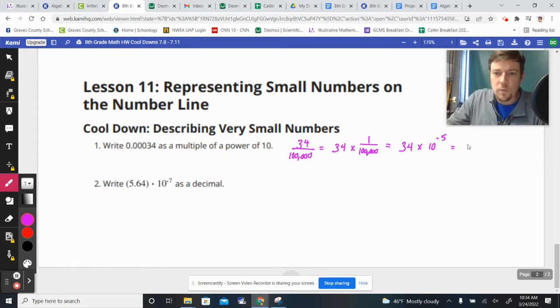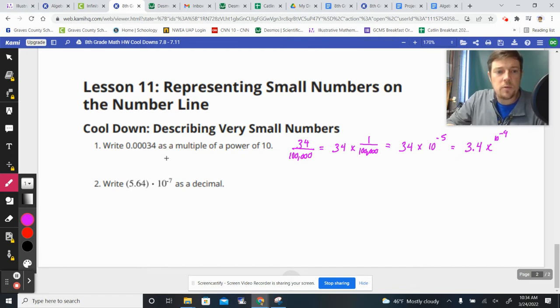Also acceptable, if you want to write it in decimal form, you could do 3.4. And since you made it smaller, you need to make this larger: times 10 to the negative fourth. All of these are the same thing. This is probably the way that we've talked about it the most. This is where we're going with scientific notation in the future. So either one of those are fine.